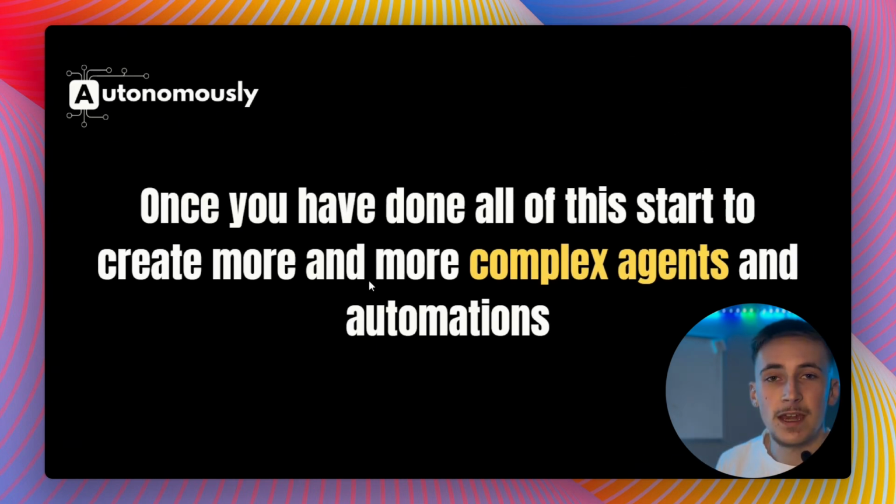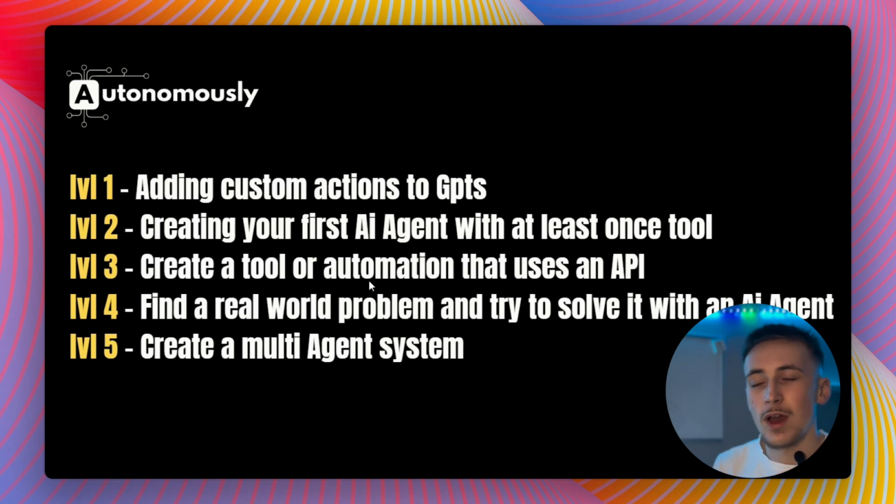So just make these agents and automations, show a couple people if you like, try it out, and then move on to the next and try to get more complex and do different things with these AI agents. So here I've put out a little checklist or a leveling system on what you can expect when you're trying to make more and more complex tools, agents and automations.